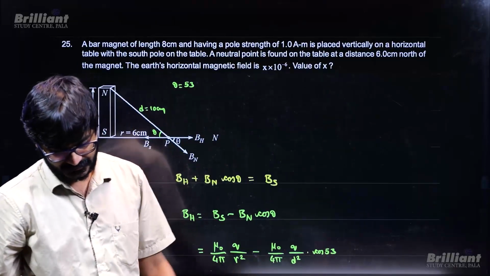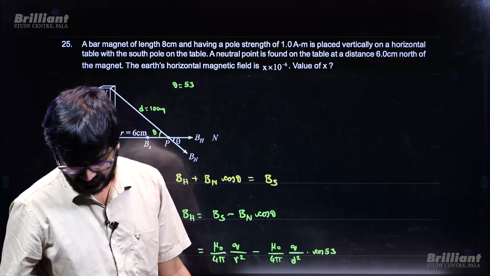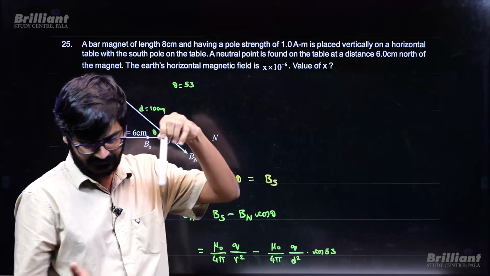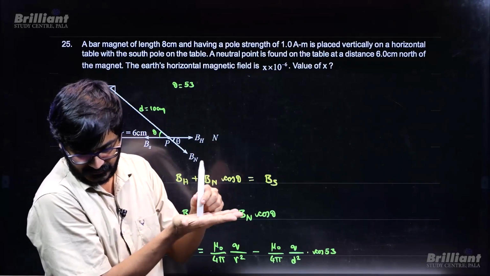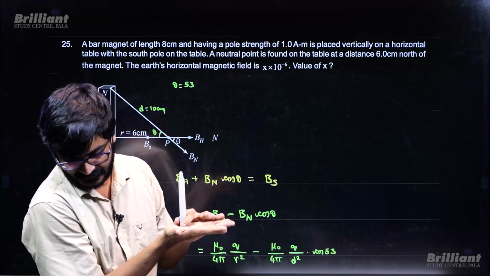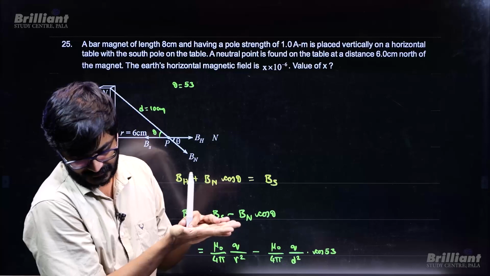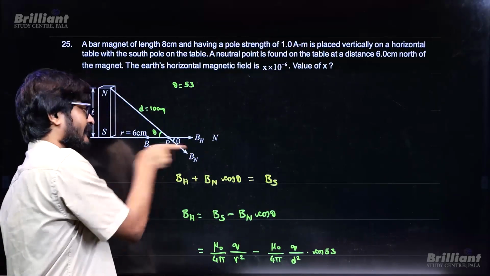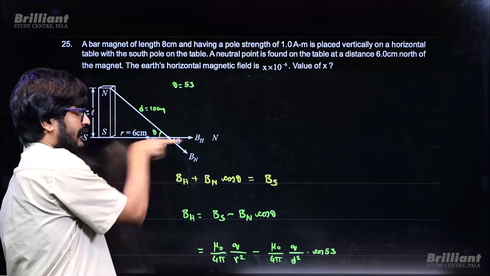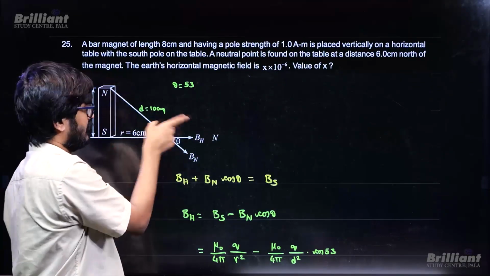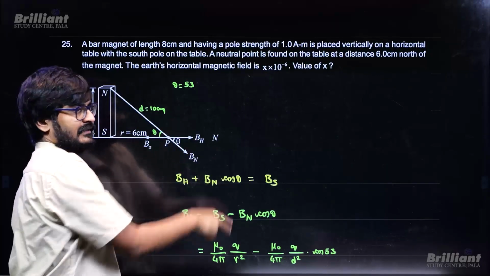A bar magnet of length 8 cm having pole strength 1 is placed vertically on a horizontal table with its south pole on the table. A neutral point is found on the table at a distance of 6 cm north of the magnet. So basically earth's magnetic field will be in this direction towards north, right? Earth's magnetic field is already in this direction. They are saying to the north. So basically we can understand earth's magnetic field is in this direction.